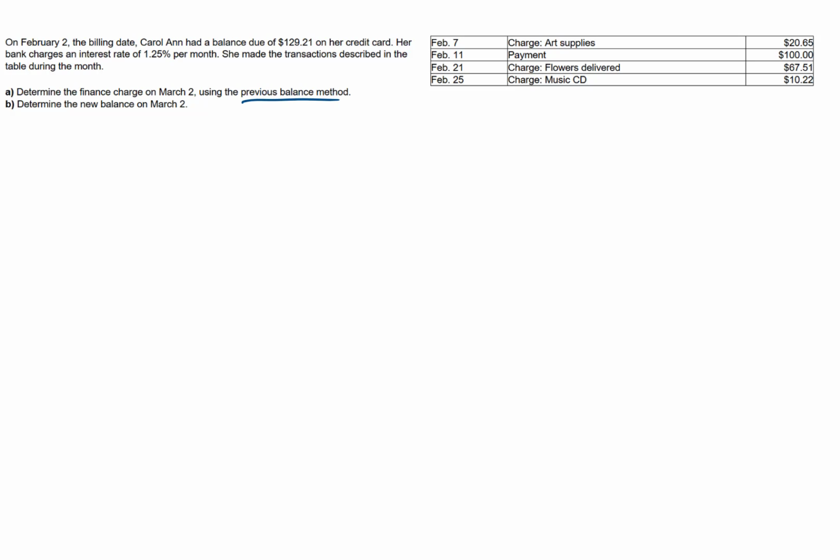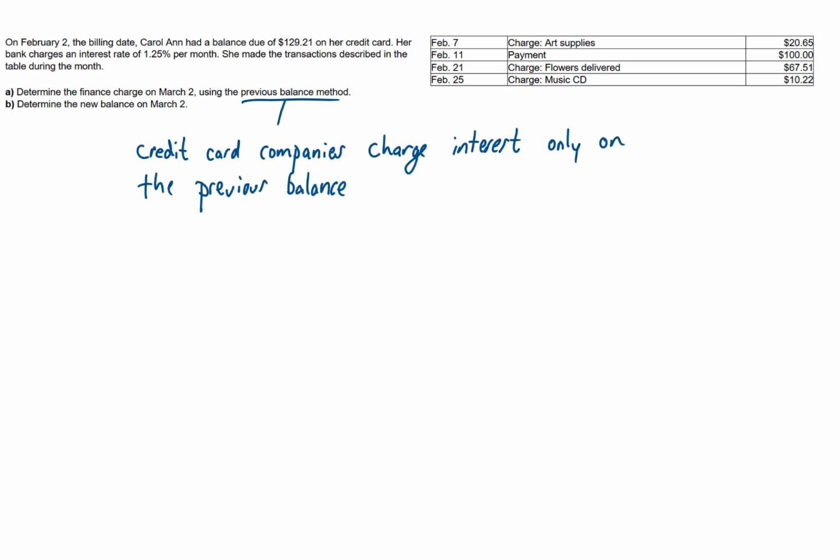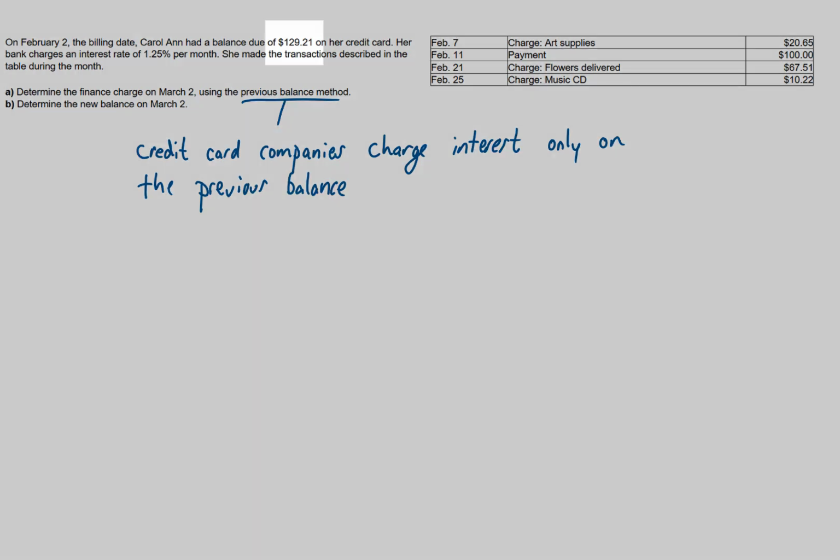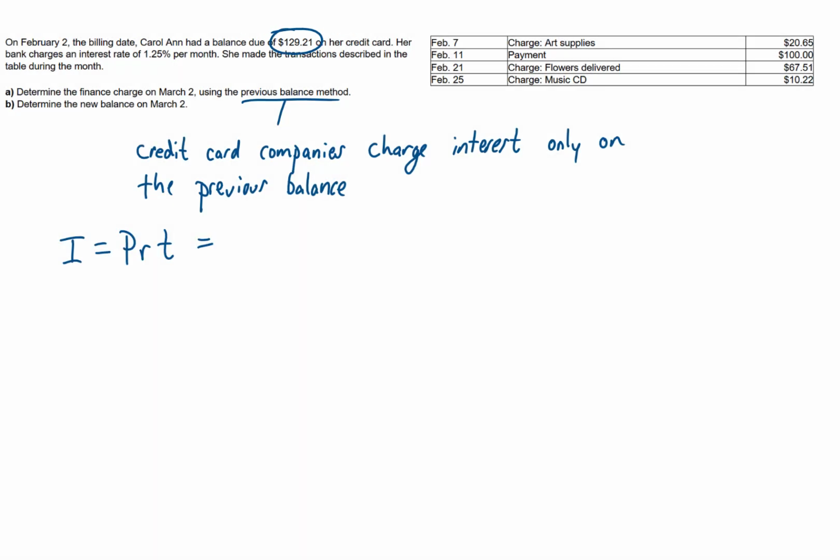Well, the previous balance method is kind of what it sounds like. Credit card companies typically only charge you interest on your previous balance. So if we want to figure out how much interest is charged to Carol Ann, all we have to do is look at her previous balance. And we're basically just using simple interest here. The interest charged is the principal times the rate times time. That previous balance is going to give us a principal of $129.21. Interest rate is 1.25% per month, so we convert that to a decimal. And this interest has accrued over the past month. That means that the interest charge to Carol Ann's account is going to be $1.62 if we round up.